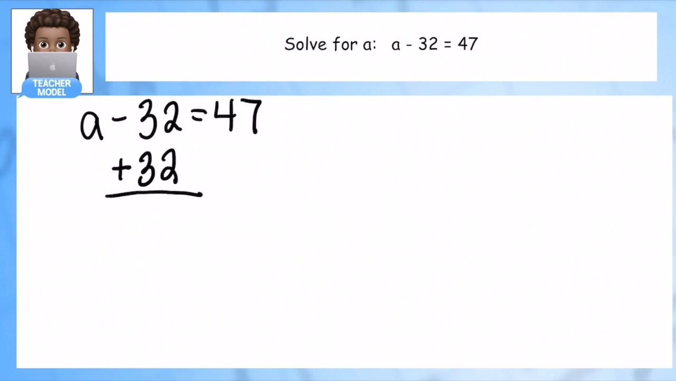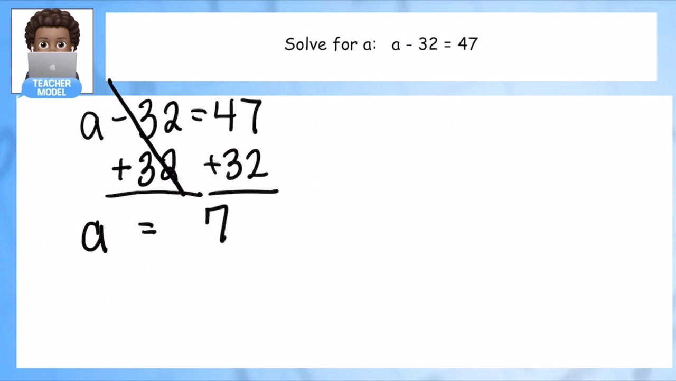When I do that, negative 32 plus 32 is going to create a 0, only leaving the A on that side. But to balance this out, you're going to hear this a lot, whatever you do to one expression, you have to do to the other expression.